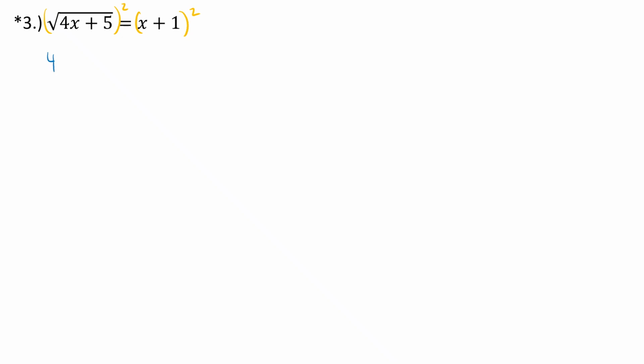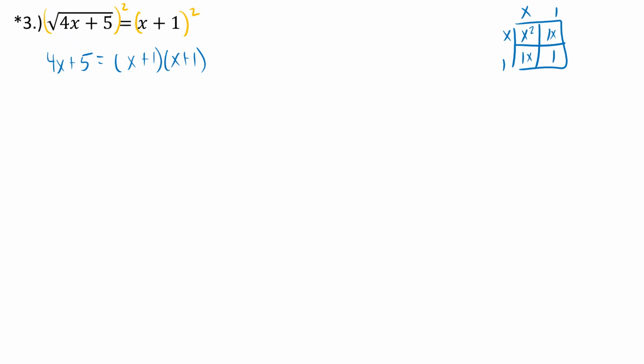On my left, I'll have 4x plus 5 because we're undoing the square root. On the right, though, this is x plus 1 times x plus 1. So if you want to, you can do that using foiling. You can use an area model. You might even be able to do it in your head. 1 times x is 1x. 1x, 1 times 1 is 1. So on the right-hand side, I've got x squared plus 2x plus 1.